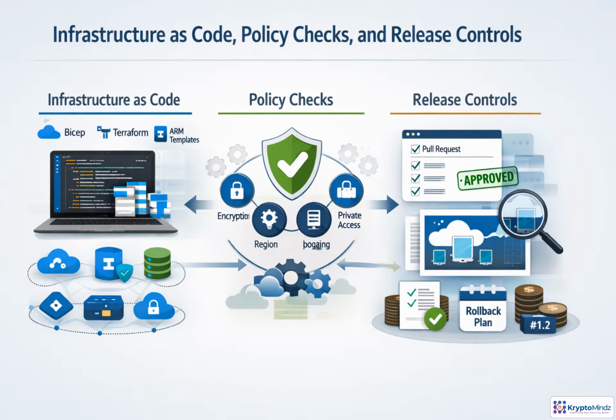Infrastructure as code becomes your blueprint for Azure. You describe networks, compute, databases, and security once, then redeploy them consistently with Bicep, Terraform, or ARM. On top of that, policy checks enforce guardrails: encryption, private endpoints, logging, regions, tagging, and identities. Release controls then add discipline: pull requests, peer review, automated tests, previews, and clear rollback plans. Together, these create a governed, auditable, and safe path to production.